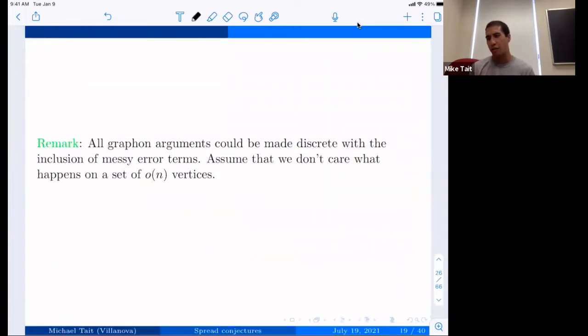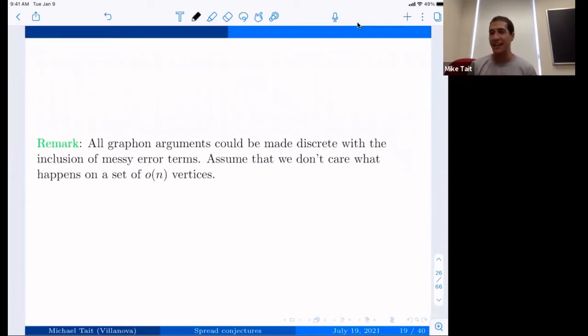I want to just make a remark about graphons. Before this project, I didn't know anything about graphons and I was a little bit scared of them. There are integrals and stuff everywhere. If you feel that way, that's fine. Don't be scared of this.